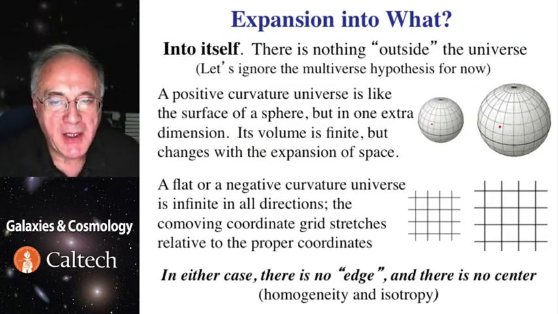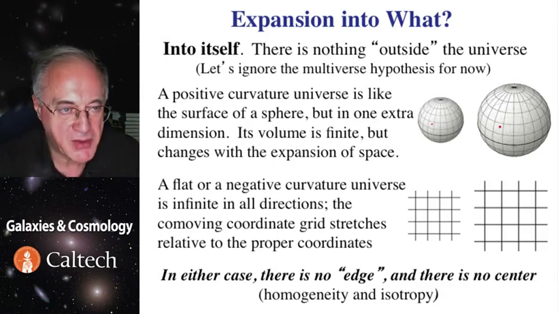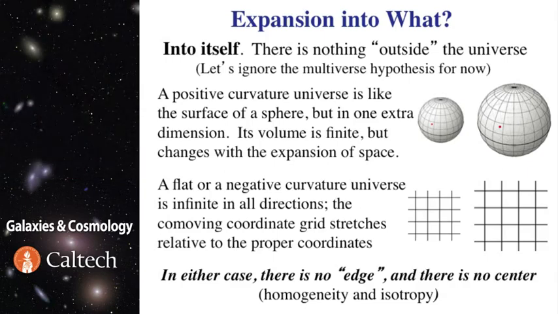Okay, so what's the universe expanding into? Well, it's expanding into itself. There is nothing outside of it, except for a purely hypothetical multiverse, but the same would apply in each one of its constituent bubble universes. Consider a positive curvature universe. That's like the surface of a sphere, except in one extra dimension. It has finite volume and finite surface, but it can grow. So there is no edge, and it can expand. If you will, the fourth dimension into which it's expanding is time.